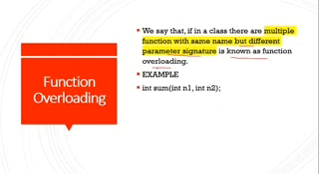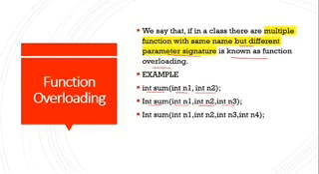For example, suppose I have to find the sum of two numbers. So what I will declare? I will declare a function sum int n1 and int n2. In the same class, if you have to find the sum of three numbers, again I will declare sum int n1, n2 and n3. If you have to find the sum of four numbers, I will declare n1, n2, n3 and n4 as well. You can see here these three functions having the same name sum but the parameters are different.